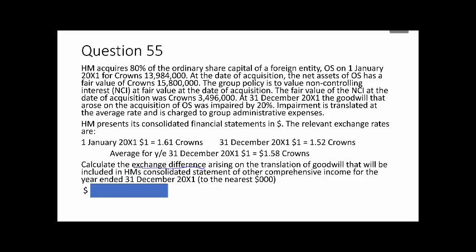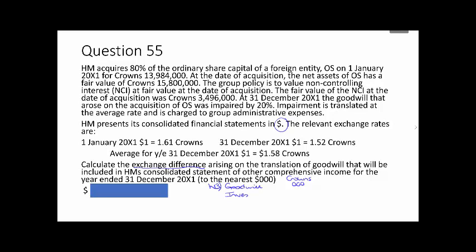In terms of the consolidated financial statements then, we need to present those in dollars, so our conversion is between dollars and crowns. They've given us the relevant exchange rates, being one at the date of acquisition, one at our financial reporting date, and then an average for that year to 20X1 as well. So initially we need to follow our normal working three calculation to calculate goodwill. But we'll do that in the currency that everything's been given to us, which in this case is crowns, and given that we want our final answer to be to the nearest thousand, we'll work in thousands.